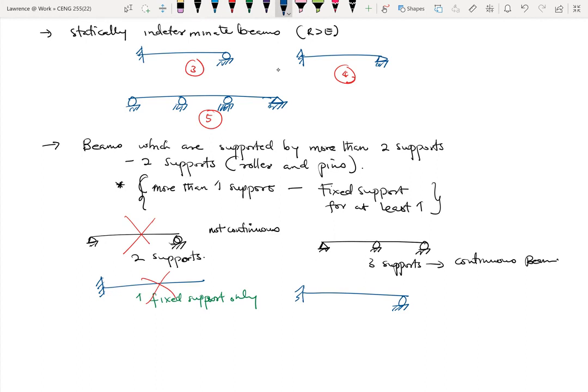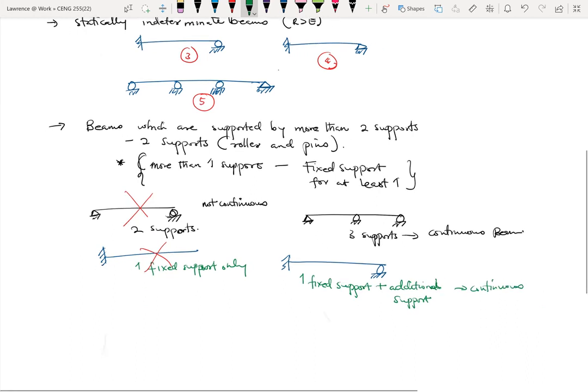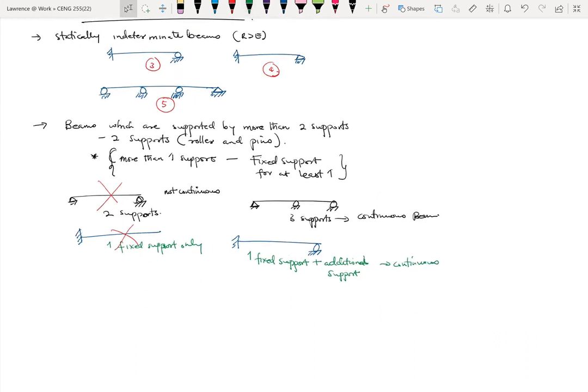Okay. Then this becomes a continuous beam because it is simply one fixed support plus additional supports. So this additional support can be any support. It can be a roller, it could be a pin, it could be a fixed support. So this is continuous. All right. So we could have different types of deflected shapes.